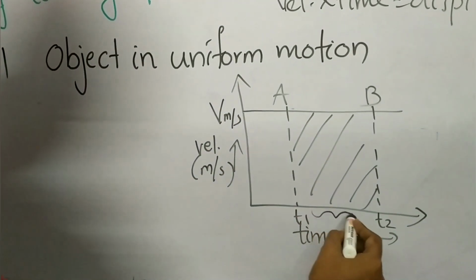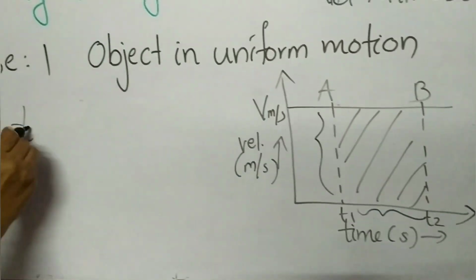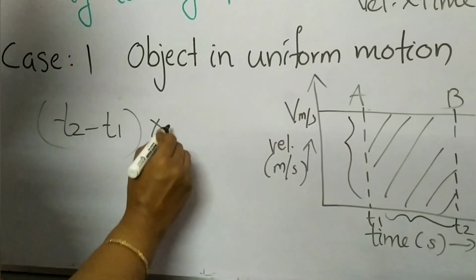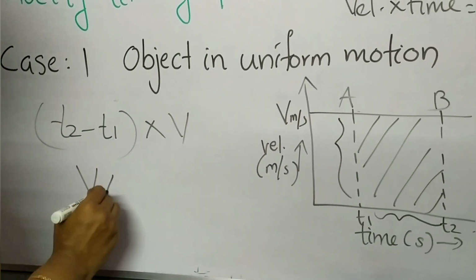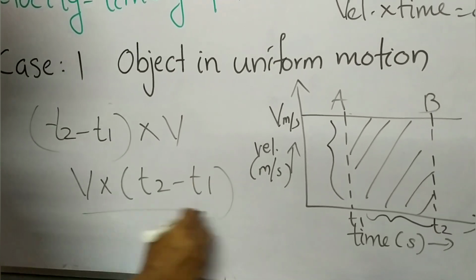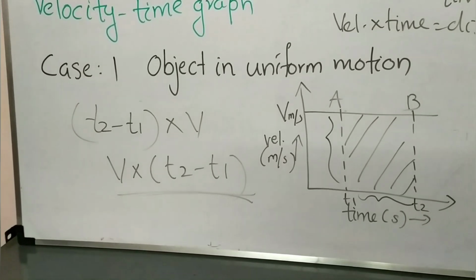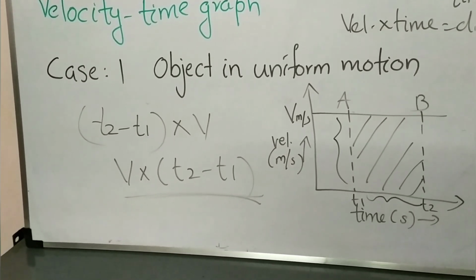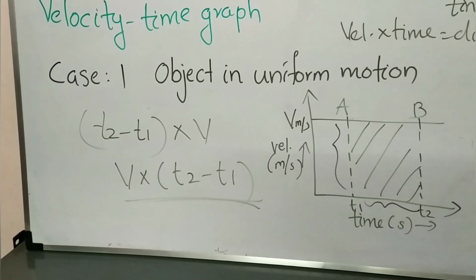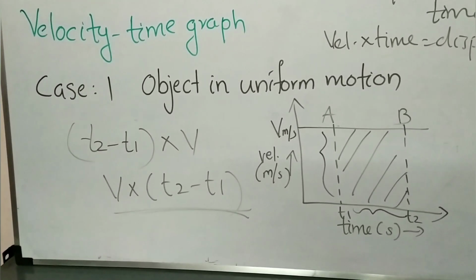Here, this is the length and this is the breadth. The length is t2 minus t1, and the breadth we can take as v. So here you will get v into (t2 minus t1), velocity into total time taken. From this we can say we are getting the distance covered by that object. That means here we are discussing linear motion, that is the displacement.